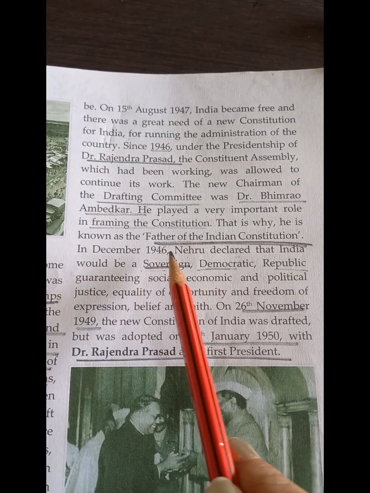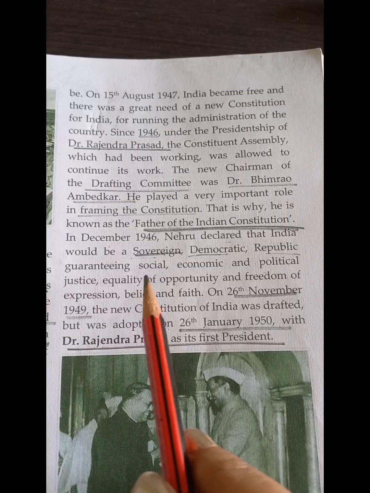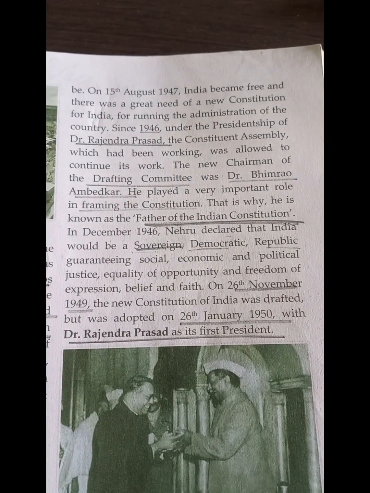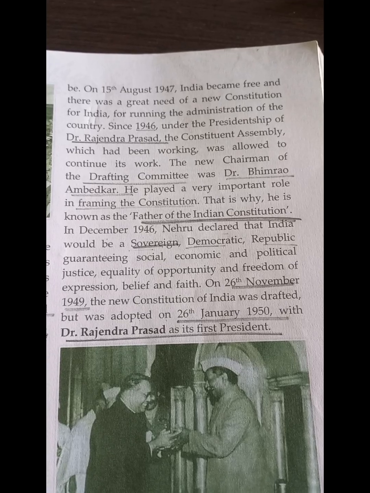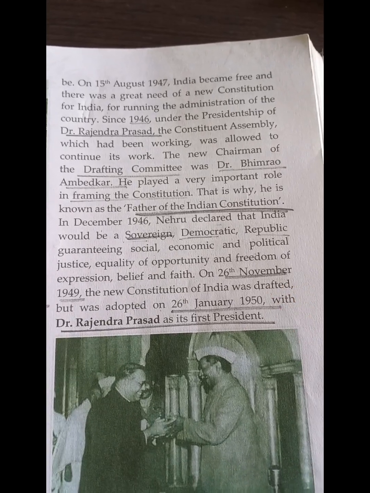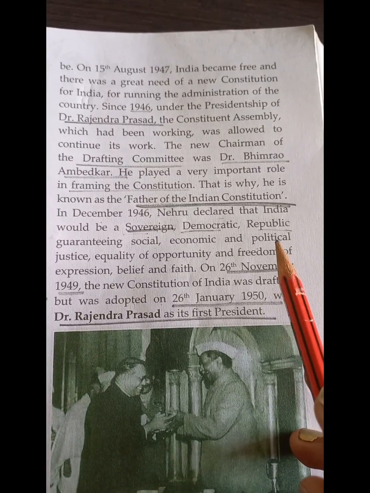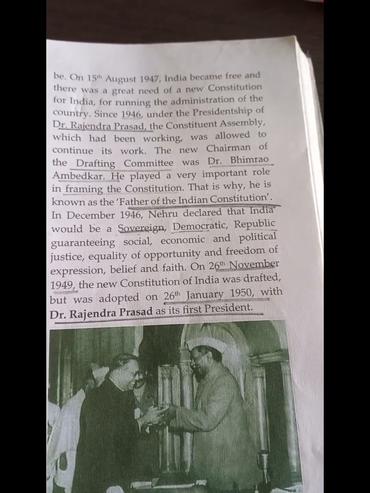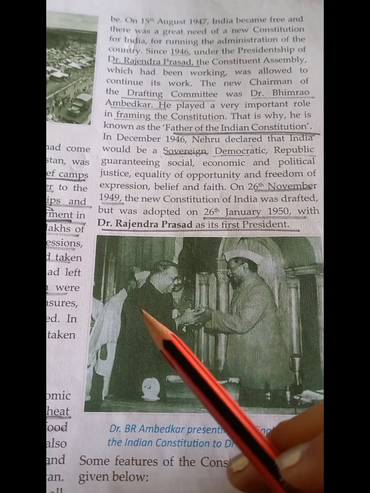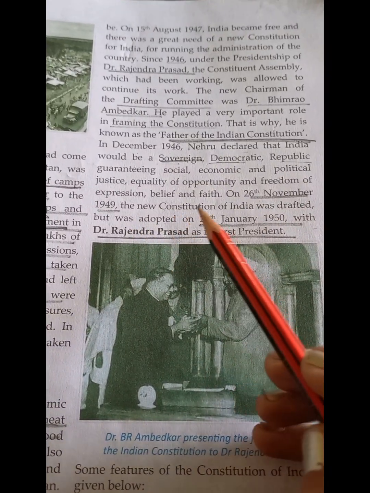That is why he is known as the father of the Indian Constitution. In December 1946, Nehru declared that India would be a sovereign. Sovereign means that India would not be under the control of any other ruler or any other country. Democratic means equal rights for all the people, and republic means that there will be an elected government for the people, guaranteeing social, economic, and political justice, equality of opportunity, and freedom of expression, belief, and faith.